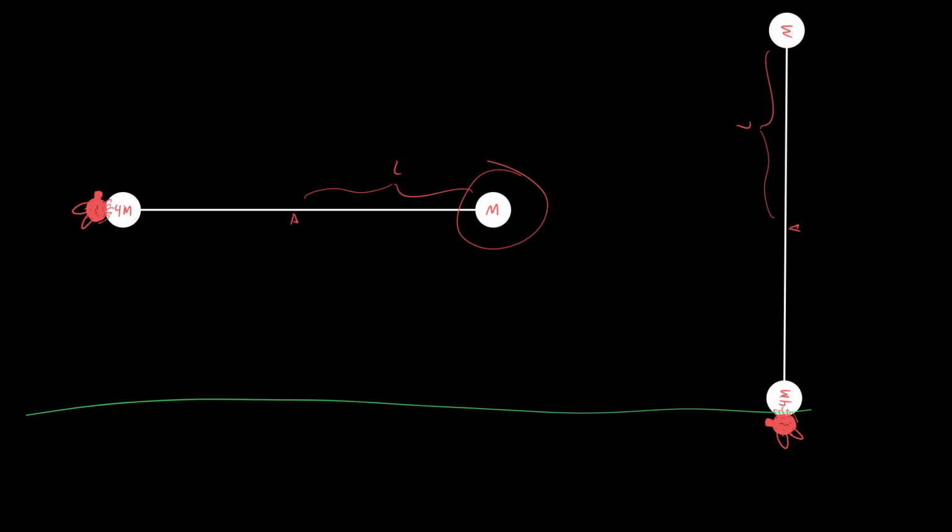That means that at the start of this problem, I have 4mg times L worth of gravitational potential energy for that bug and the sphere. And I have mgL as gravitational potential energy for that sphere, because they're both that far above the reference level. So that's the total energy of the system.